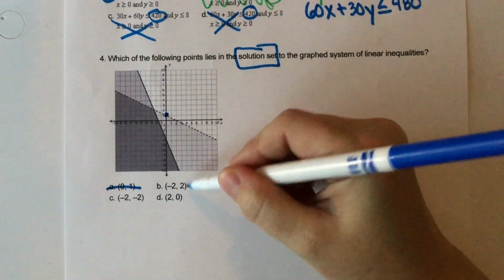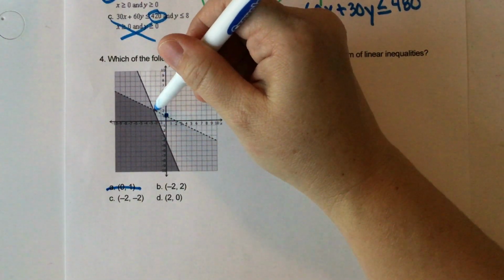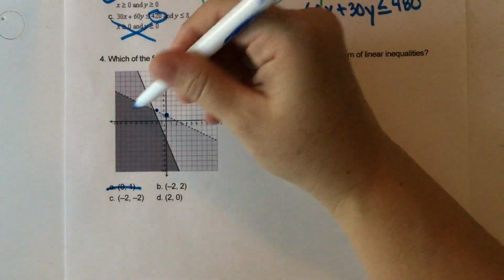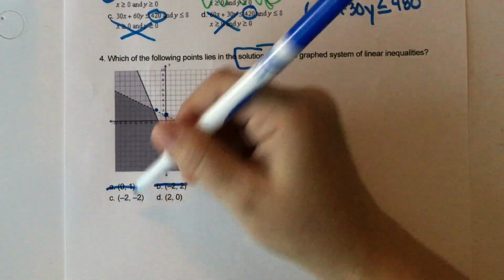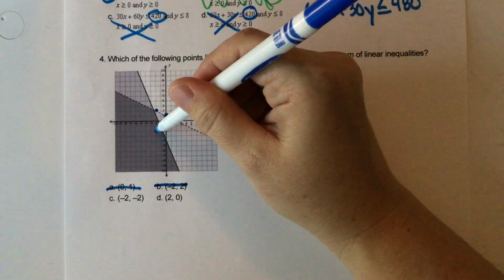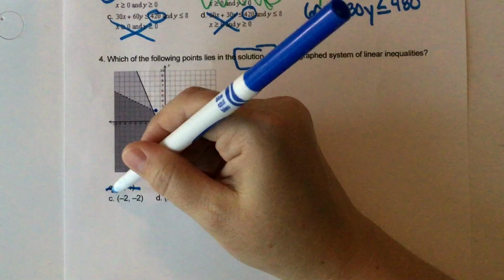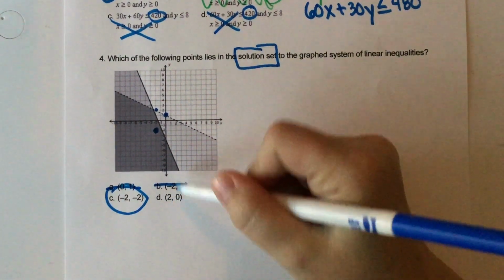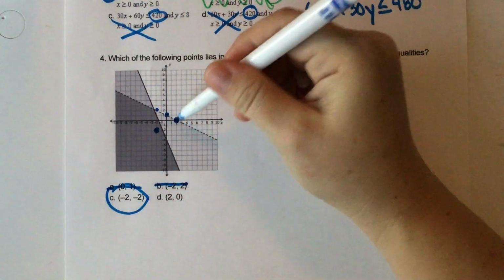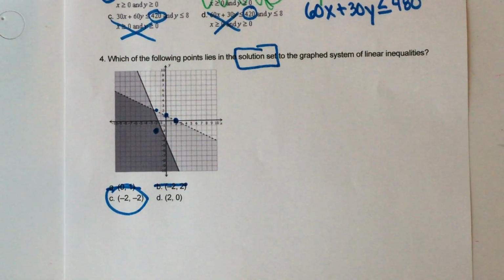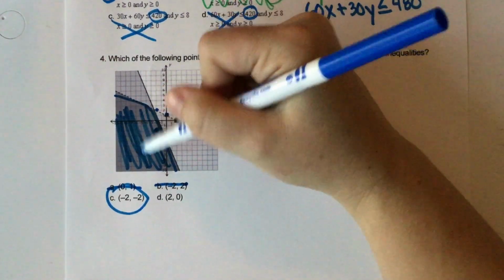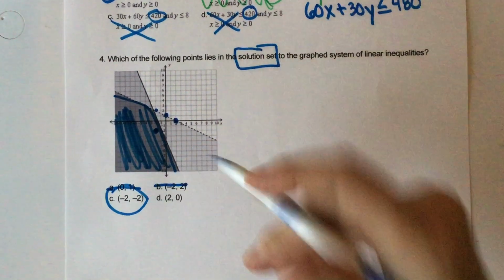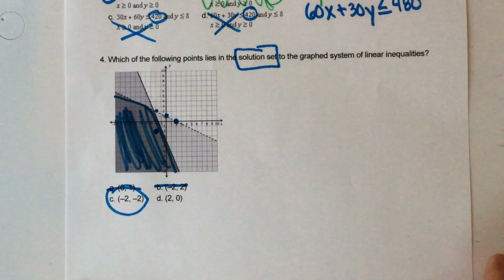If I look for negative 2, 2, I go left 2 and up 2, and that puts me right here, and that is not where the two shadings overlap, so he's out. If I go to negative 2, that's left 2, down 2, and that is where the two shadings overlap, so I know that's my winner. If I look at 2, 0, I go right 2 and stay put, and that is not where the two shadings overlap. So this section right here, where the two shadings overlap, that's where all the solutions are, and that's where negative 2 is found. Okay, that one's pretty easy if you know how to do it.